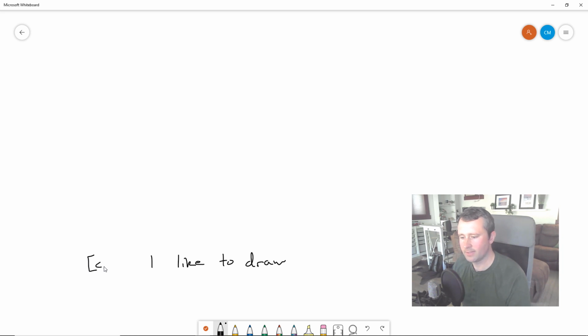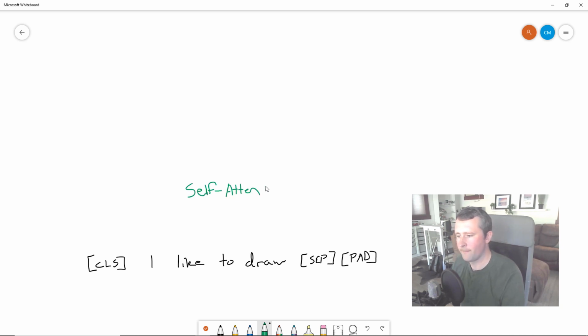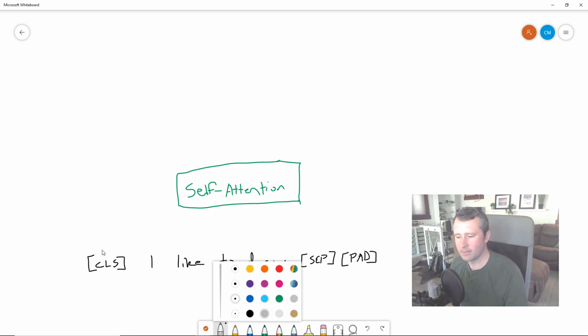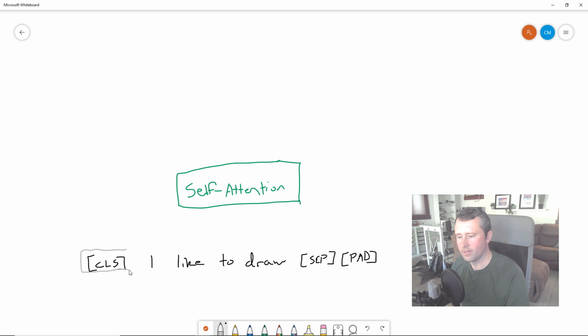And we've got our CLS token and SEP, and of course, the padding tokens at the end. So with the self-attention layer, we know that all of these words are represented by embeddings. We've talked about that. So each one of these is its own little vector that's length 768.